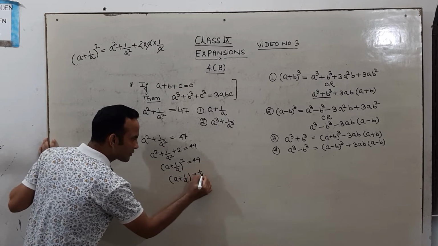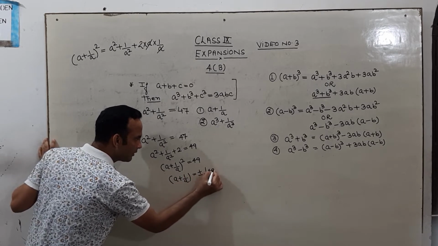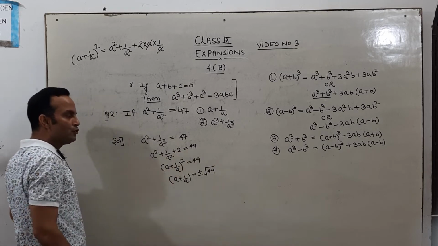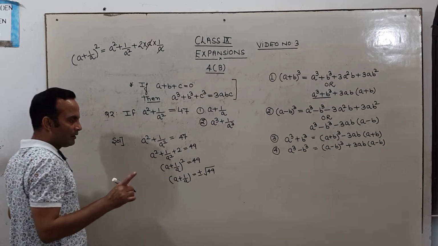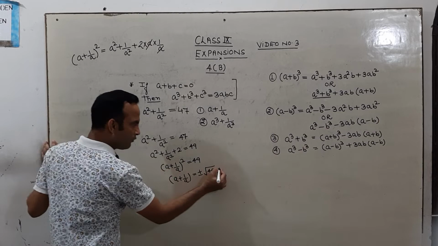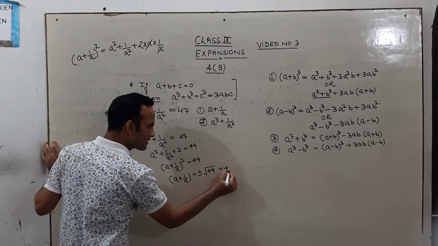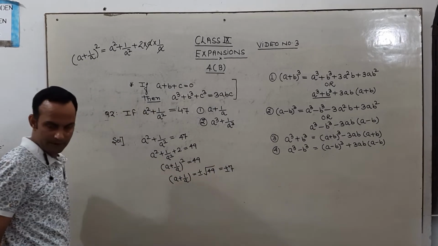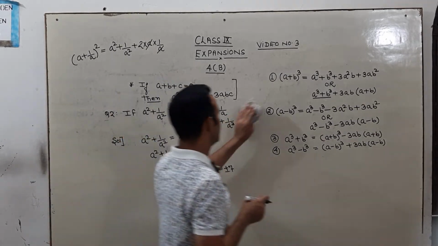Then what is the value of a plus 1 upon a? Plus minus square root of 49. Okay, always use plus minus when solving such types of problems. We obtain plus minus 7. Okay, now see.